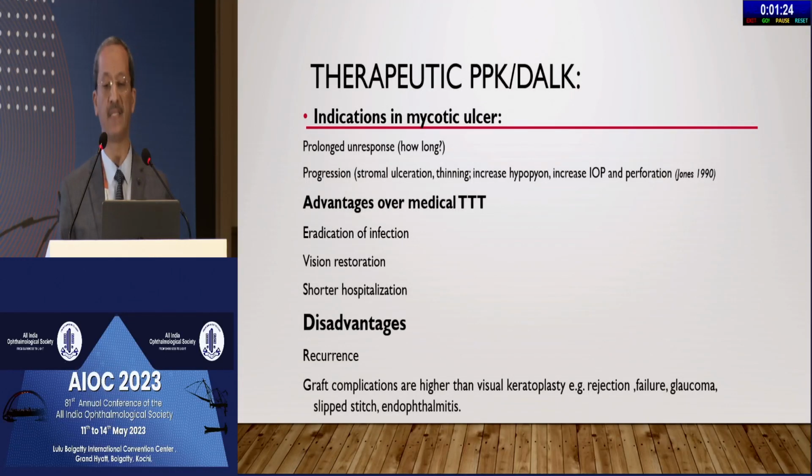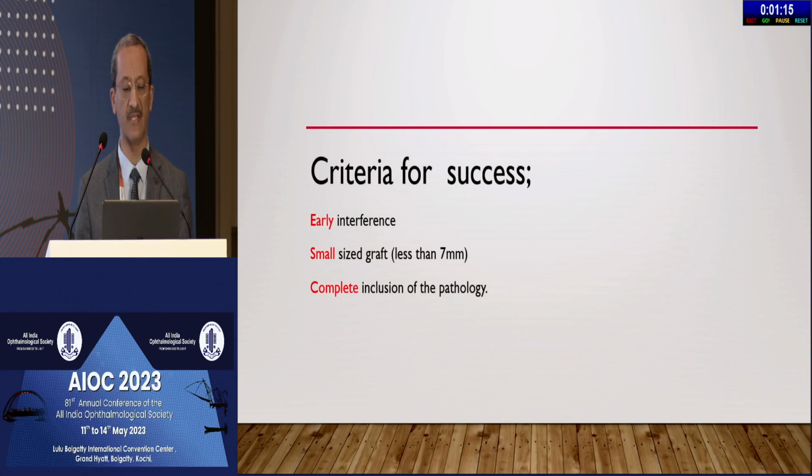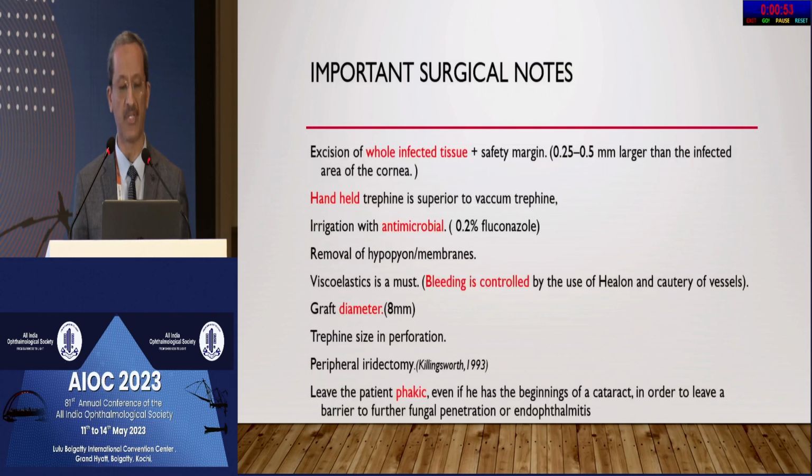The last item is the use of therapeutic keratoplasty versus DALC. We do not have a lot of time to talk, and I think the professor has talked about it. But we have to conclude that we have to select small cases, small ulcers, less than 7 millimeters. We have to excise the pathology completely with a safety margin, and early intervention is a must.